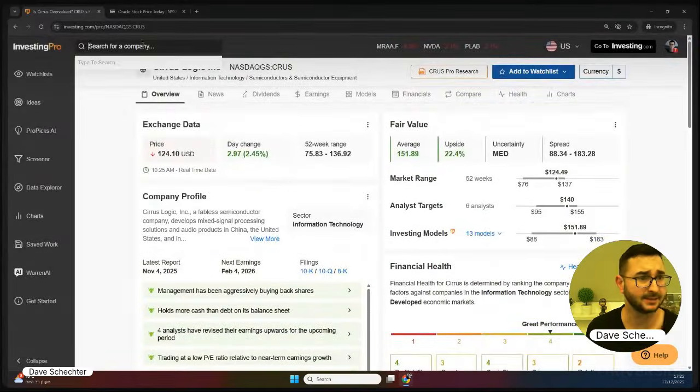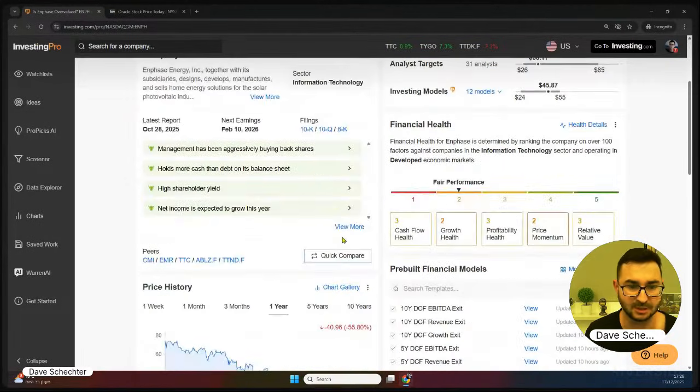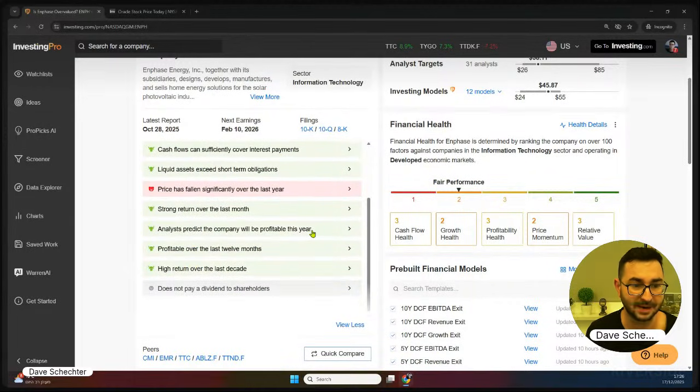Why don't we take a look at another company that doesn't have so much green, so you can get an idea of what a bearish pro tip might look like. So we see the price has fallen significantly over the last year. That's kind of a no-brainer.